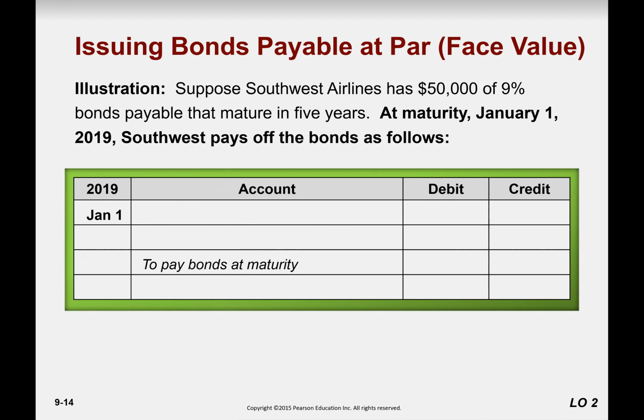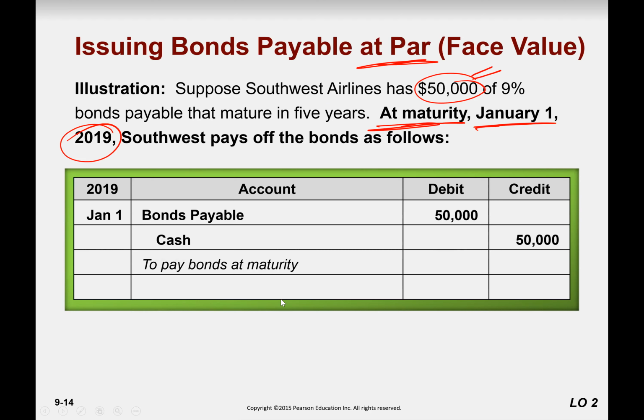So now for the same, when we issue the bond at par, what happened? The company has issued 50,000 9% payable bond mature in 5 years. Now at maturity, January 1st, 2019, we have to pay back our loan, and our loan is 50,000. So what should be the entry? Bonds payable to cash. Simple, right?